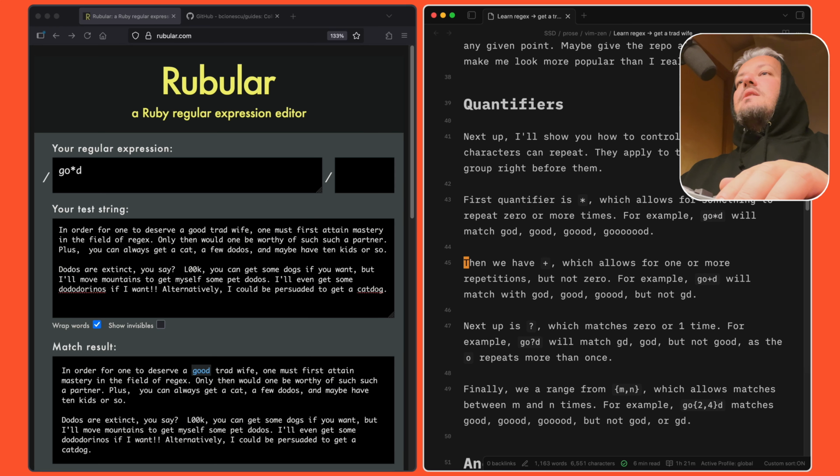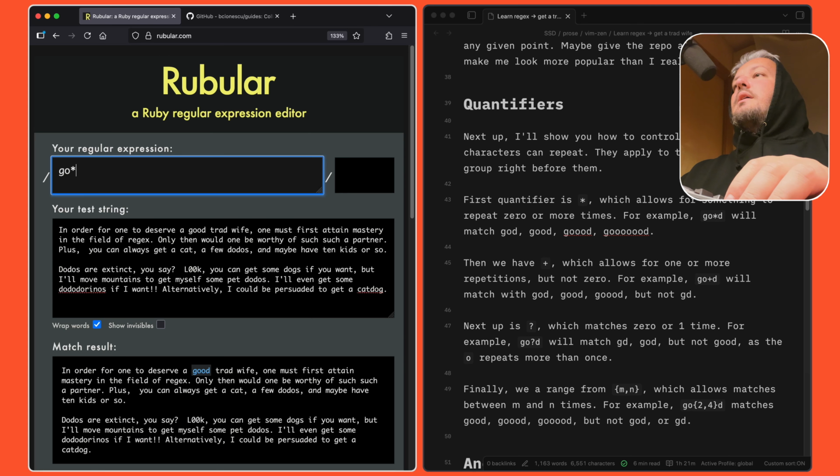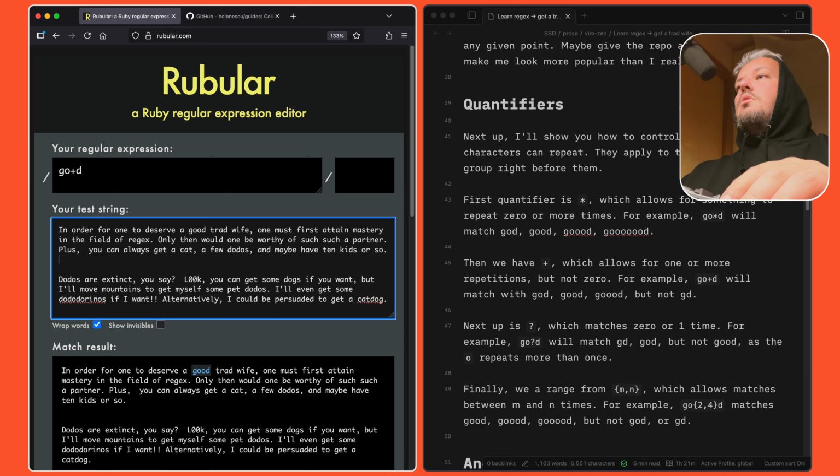Then we have the plus sign, which allows for 1 or more repetitions, but not 0. So for example, if we do g o plus d, we will match words like god, good, goood, but not gd, because plus only allows for at least 1 repetition or more, and so 0 repetitions doesn't count, right? So for example, if we do this, good, god, but then gd doesn't get matched.